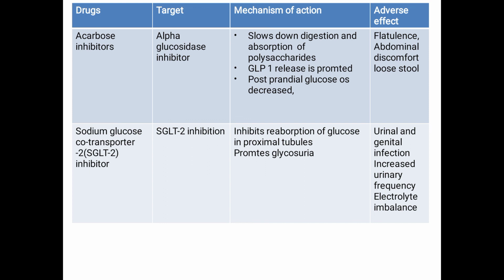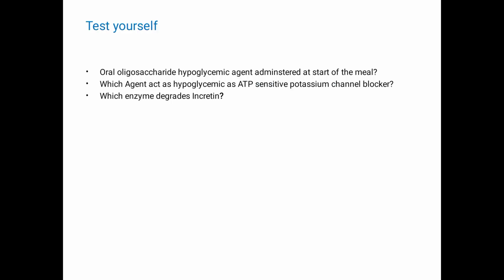You can also test yourself by the questions that I have posted here. If you know the answers to these questions, then please do comment below. So the first question is, which of the following is an oral oligosaccharide hypoglycemic agent administered at the start of the meal? Okay, at the start of the meal, which is an oligosaccharide hypoglycemic agent? So I have told it in between the video. So if you remember, just comment below. Which agent acts as a hypoglycemic as an ATP sensitive potassium channel blocker? So comment the answer below.